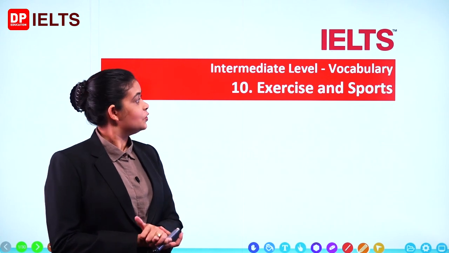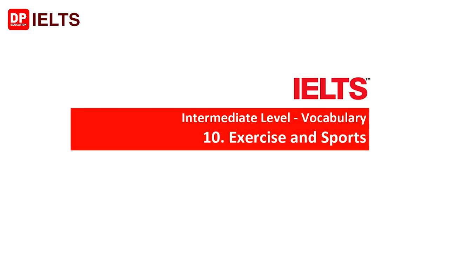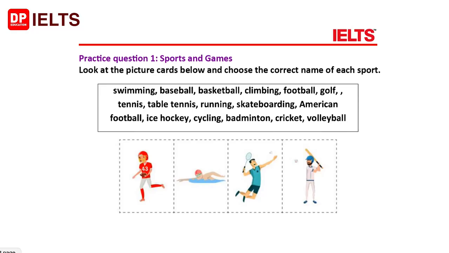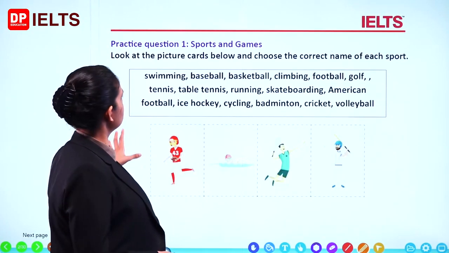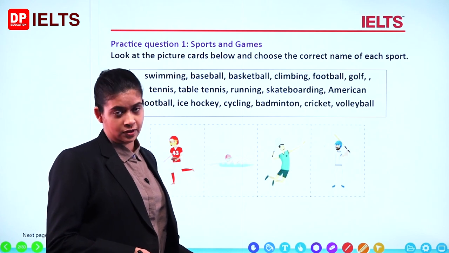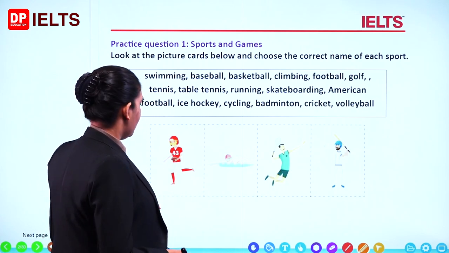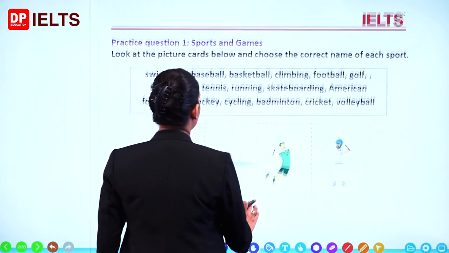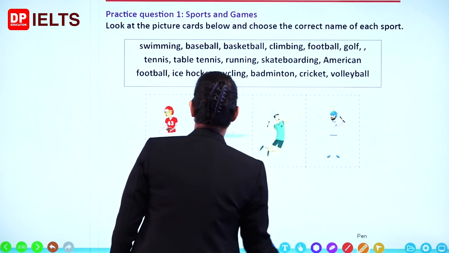Hi Yvonne. So today in this lesson, we are going to have a look at exercise and sports, right? Let's have a look at the first activity. Practice question one, sports and games. Look at the picture cards below and choose the correct name for each sport, right? After we match them, then we can have a look at the pronunciation.